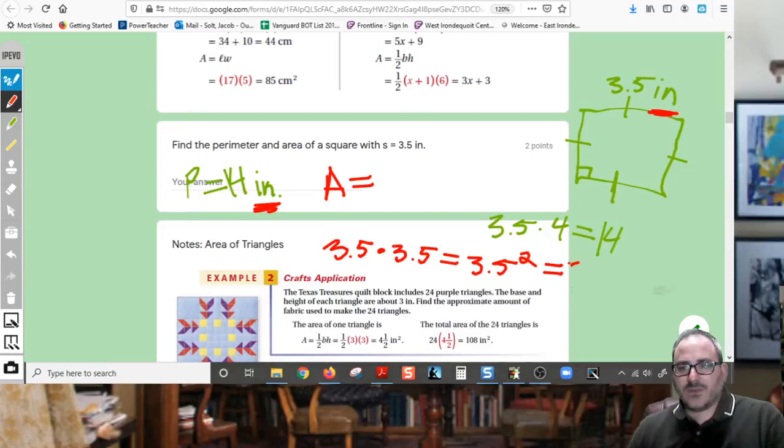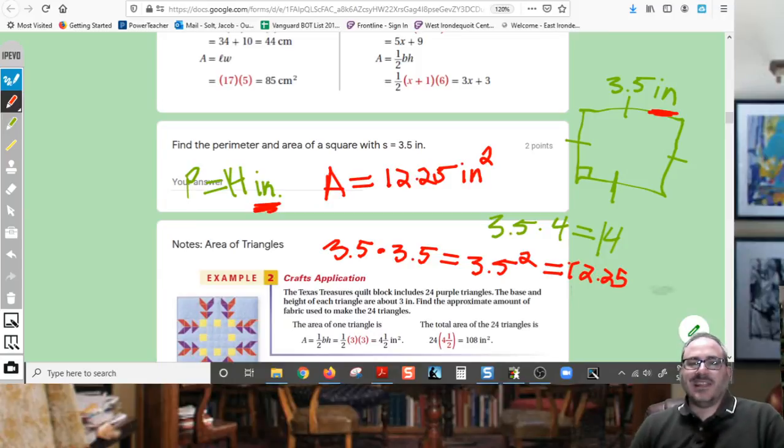So the area is 12.25. And remember, some of those picky math teachers are going to want this. The perimeter is a measure of length, right? So it's just 14 inches. But area is a measure of inches or units squared, okay? So this is square units. This is 12.25 square inches, all right? That's the amount of surface area.